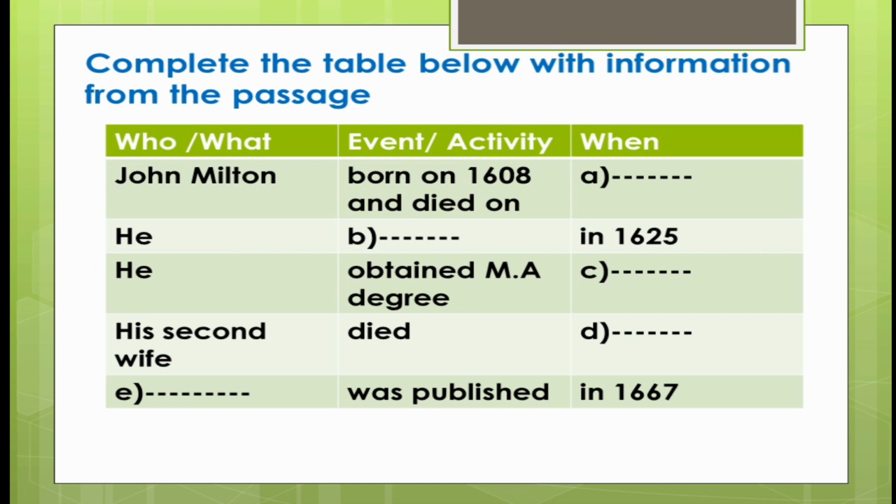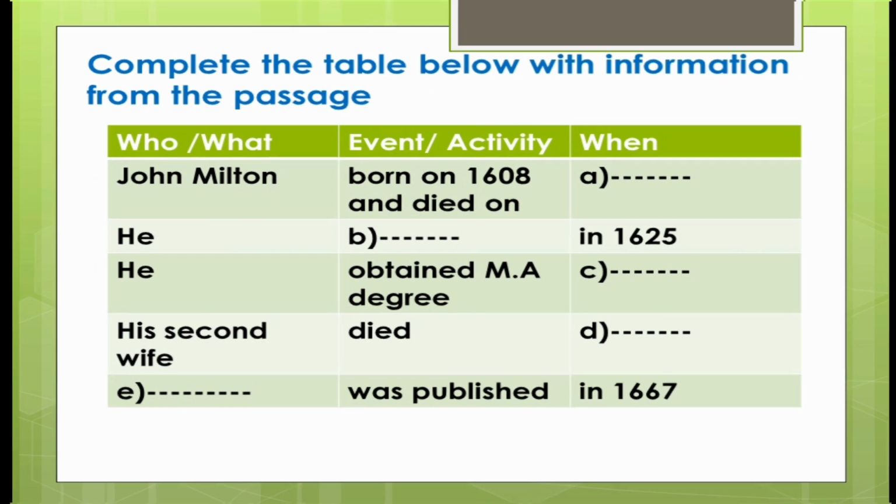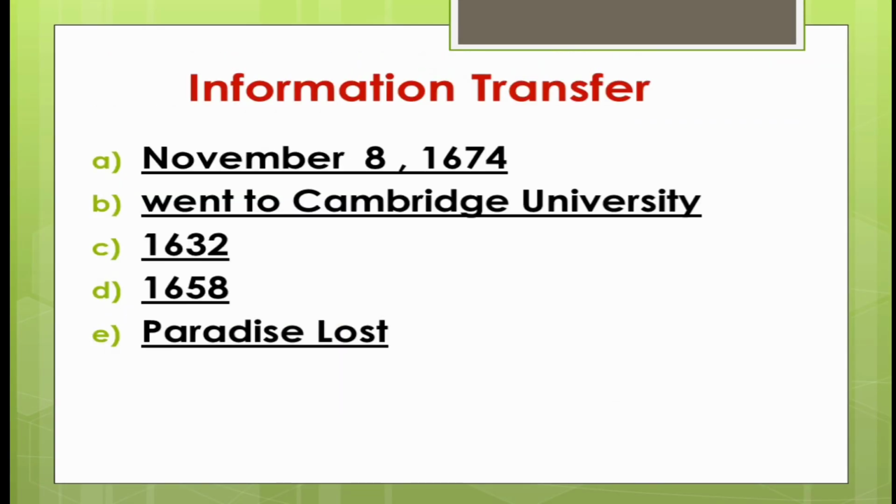As you can see, the format is almost like fill in the blanks. So, in this way, mentioning the number, that means serial number, you have to write the answer. The answers are like this: number A, November 8, 1674. Number B, went to Cambridge University. Number C, 1632. Number D, 1658. And number E, Paradise Lost. So dear students, this was sample question 1.